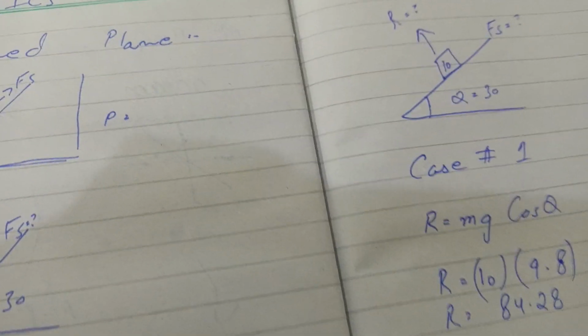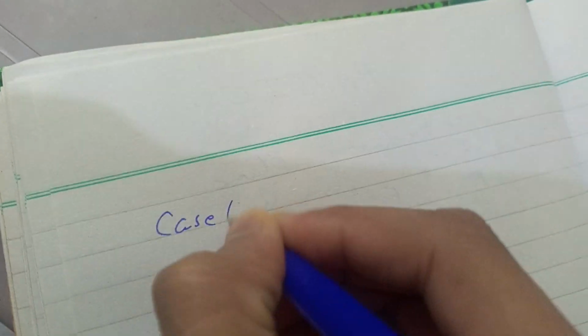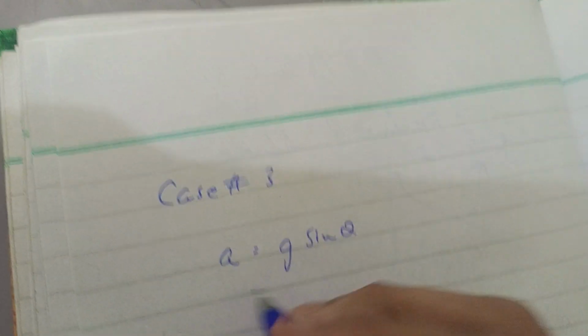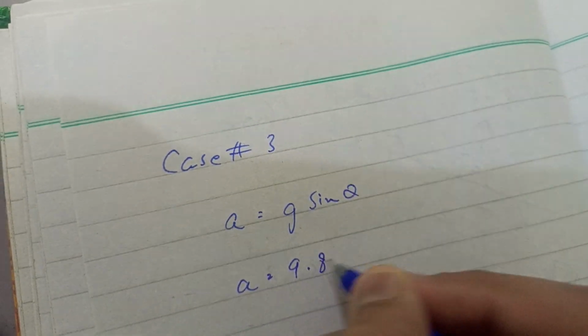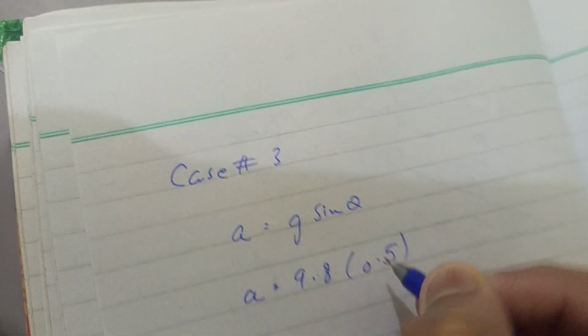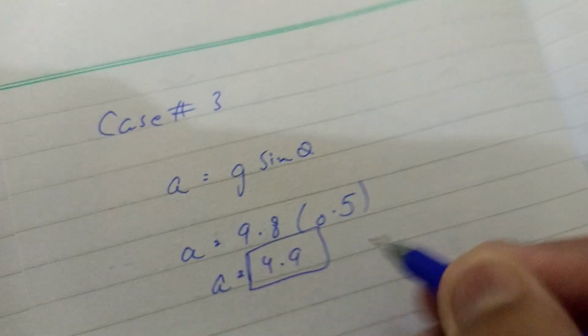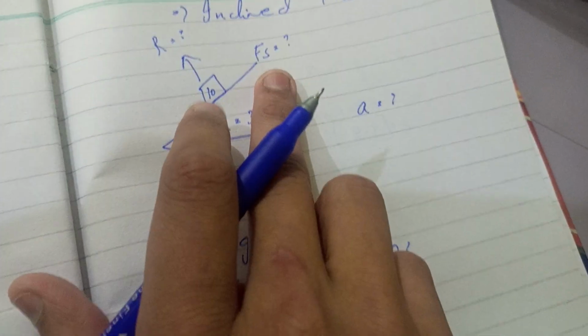If we talk about the frictionless body, it has a special formula and special case, which is case number 3. If we don't have the friction, we'll just put a is equal to g sine theta, which is very simple. A is equal to 9.8 multiplied by 0.5, since we have sine 30, so we'll get 4.9. This is how we found all the things: normal reaction, friction, and acceleration.